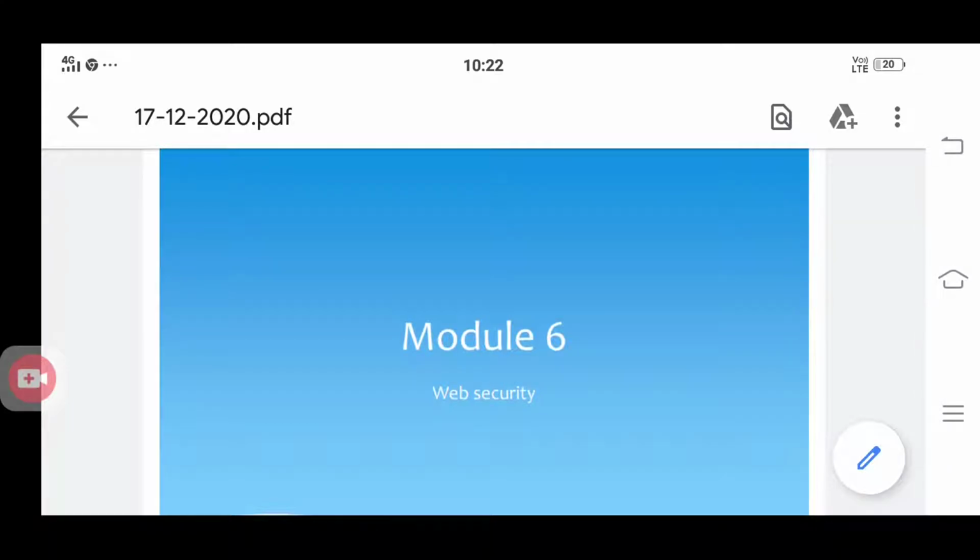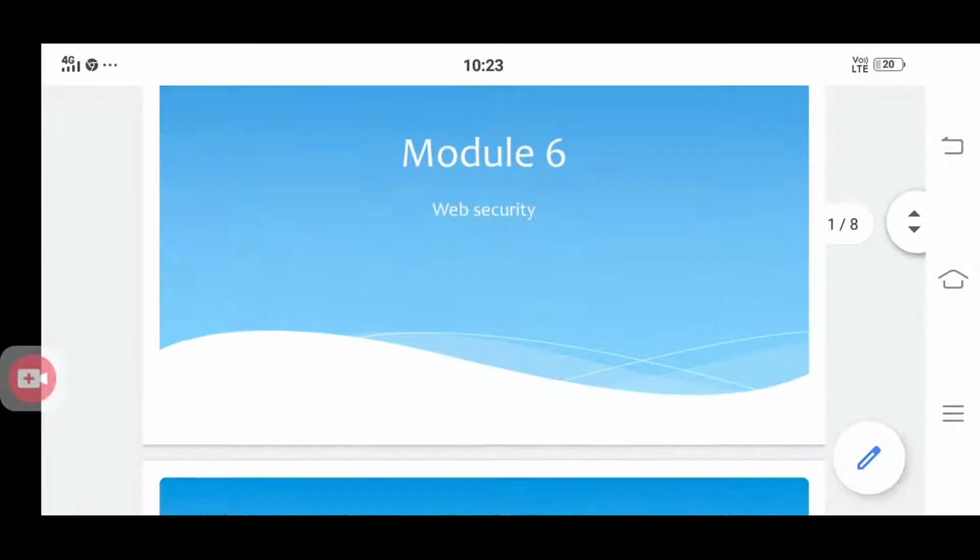Hi everyone, today we will discuss the next module, that is web security. You have already studied email security and IP security. Email security means security provided to emails, and IP security means security provided to IP, internet protocol, or IP packets. So now you can study web security. We are providing security to the web.